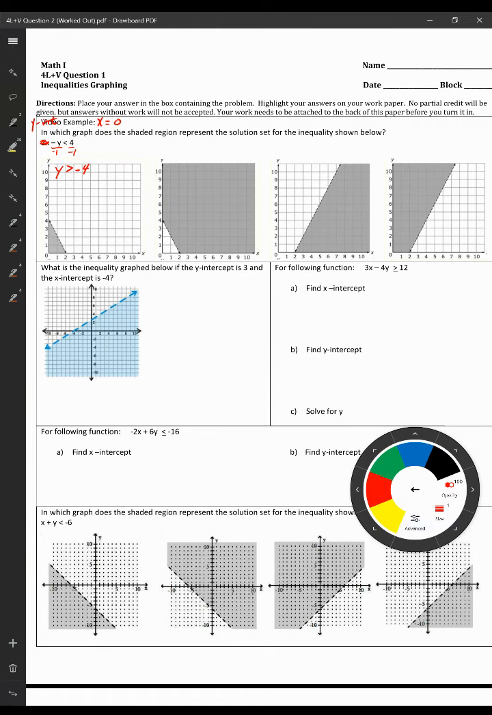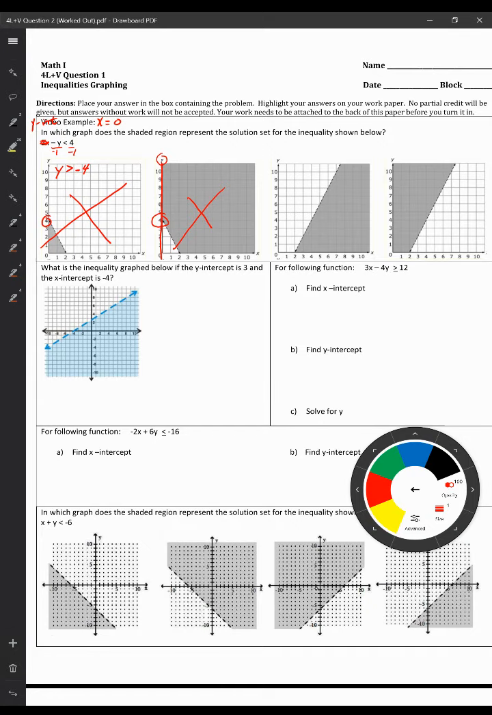From this, we can tell that this graph has a y-intercept of 4, which is wrong, so it cannot be that one. We have a y-intercept of 4, so it can't be that one. And again, the reason we know this is because of where it touches the y-axis.